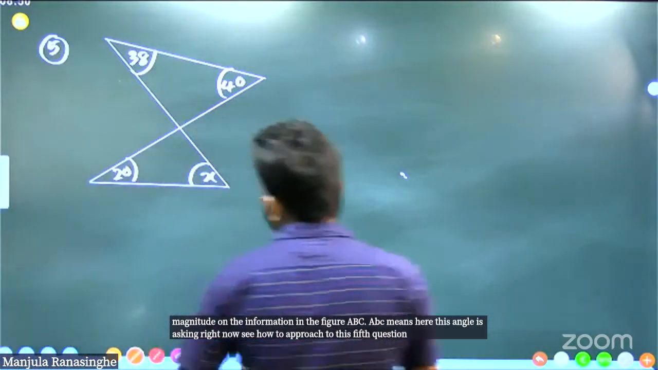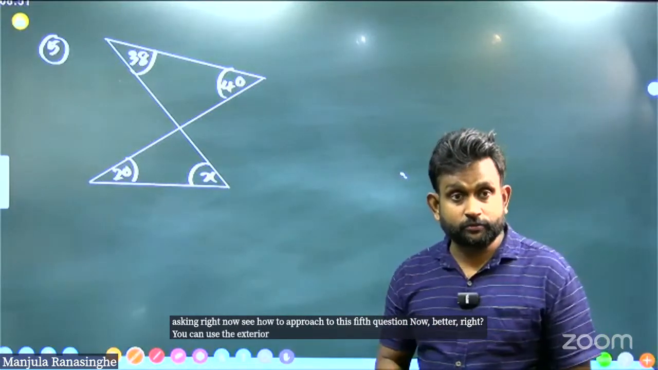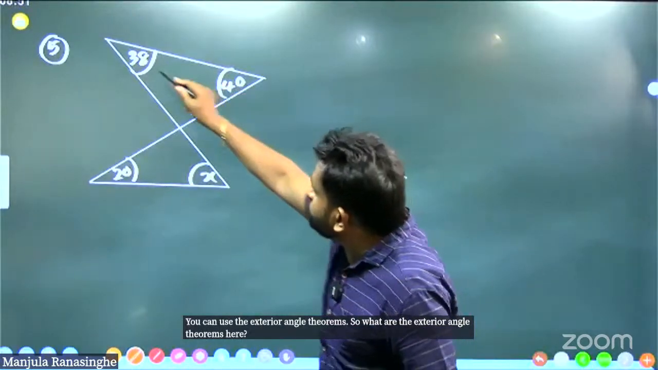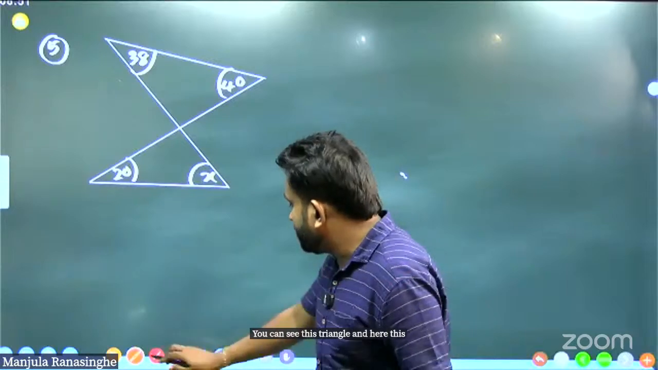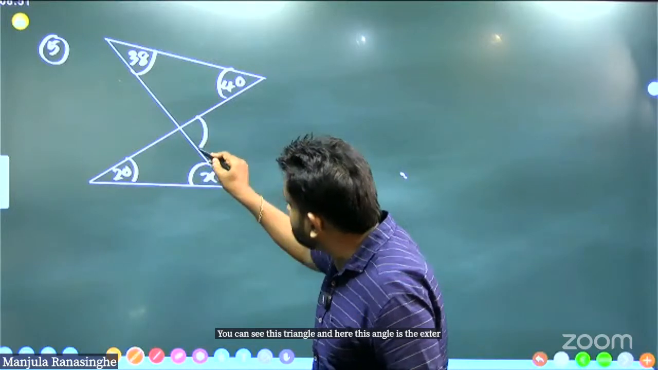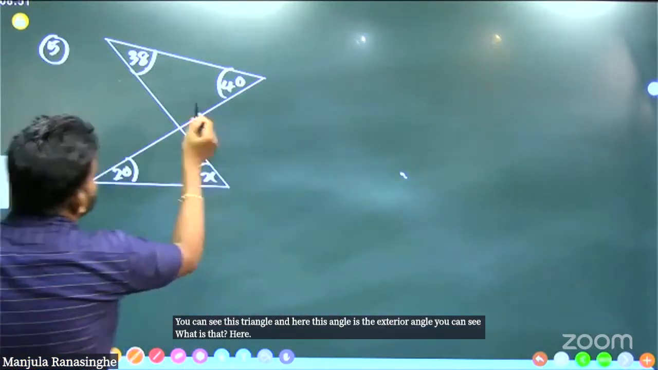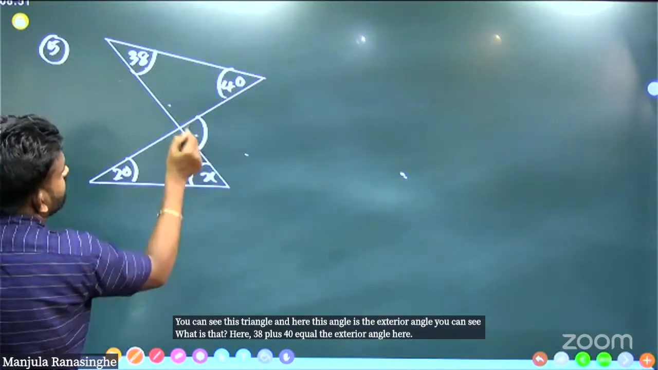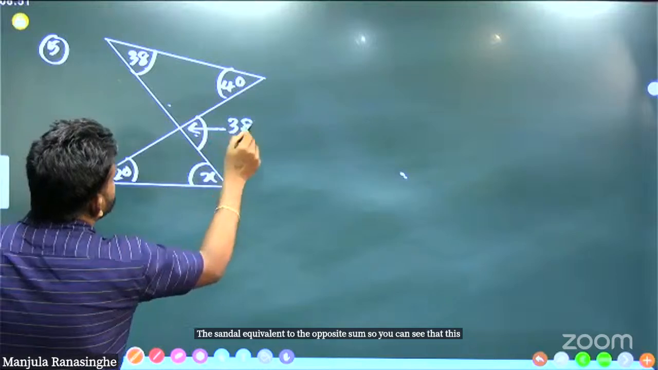You can use the exterior angle theorem. So what is the exterior angle theorem here? You can see this triangle, and this angle is the exterior angle. Here 38 plus 40 equals the exterior angle. This angle equals the sum of the interior opposite angles. So you can see it is given as 38 plus 40.